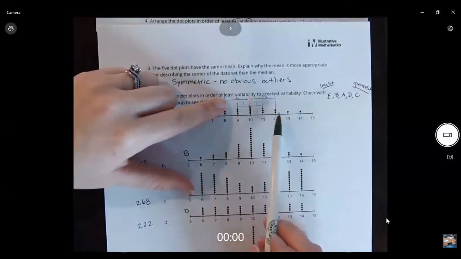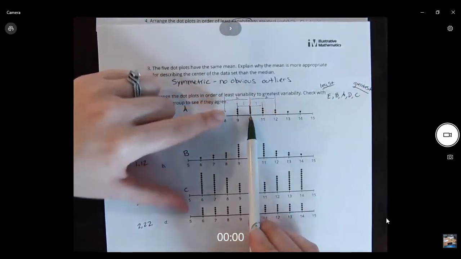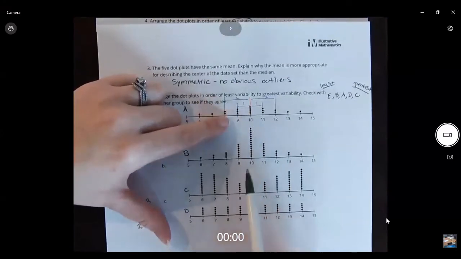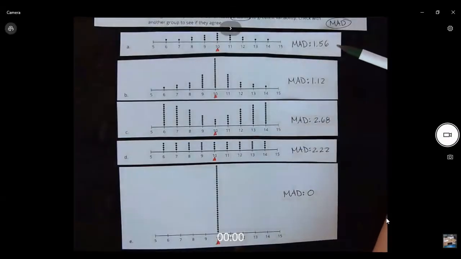So this is going to take me a while to do. You can refer back to the mean absolute deviation video if you've forgotten how to do that, but it is going to take a little bit of time. So I'm going to go through and do those really fast. So now that I've found the mean absolute deviation, I want to find the least variability to the greatest.